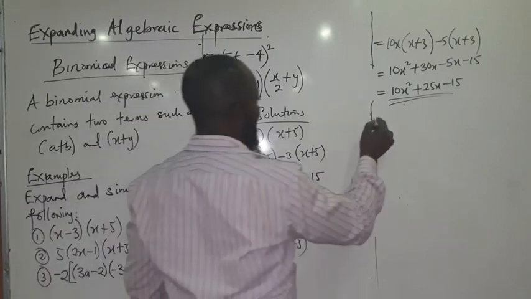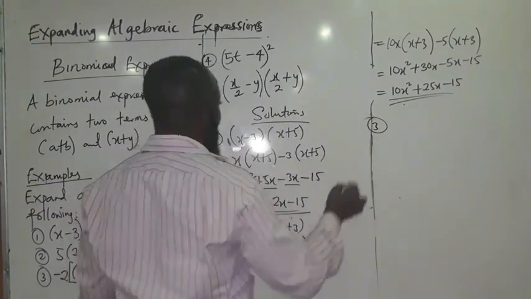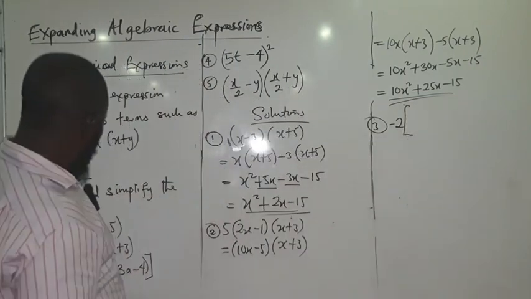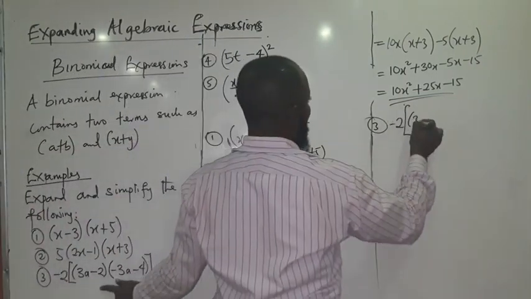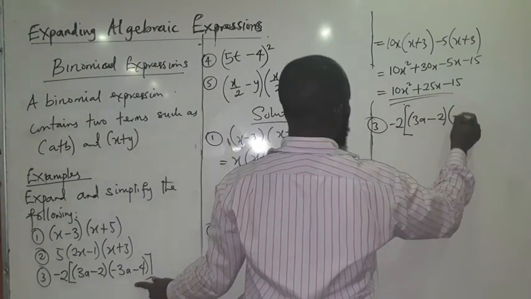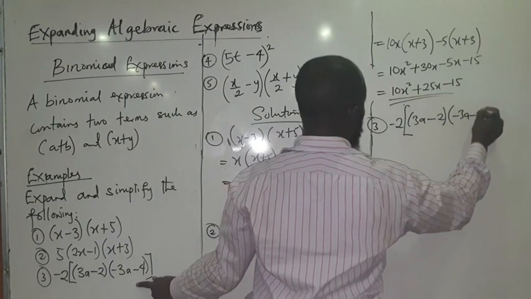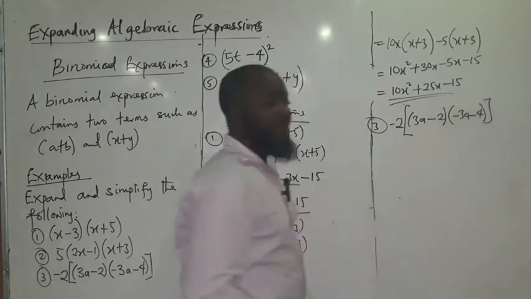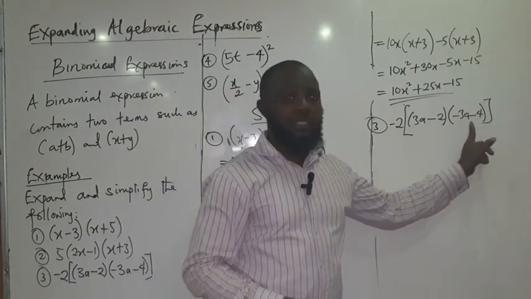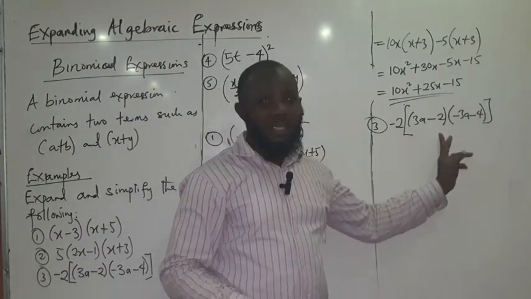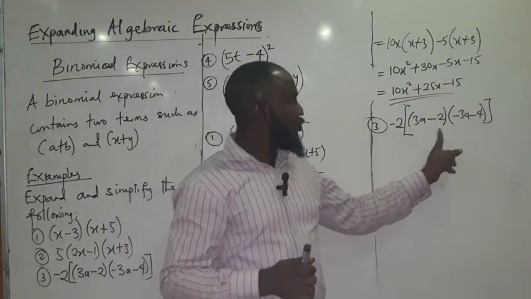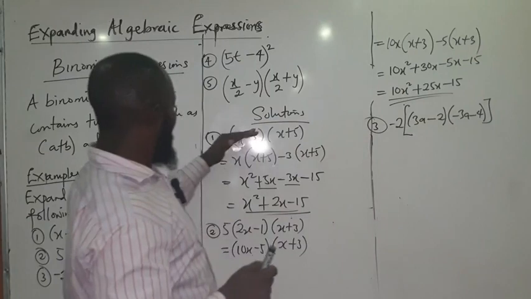For number 3, so this is another case. Minus 2, we now have a curly bracket. Then we have another bracket, 3a minus 2 into bracket minus 3a minus 4, close the bracket, then the curly bracket. What that means is that we first of all open this bracket, the one inside, then whatever we get, we then multiply by what? Minus 2. I hope that is clear. So we multiply this one out the way we did this one.